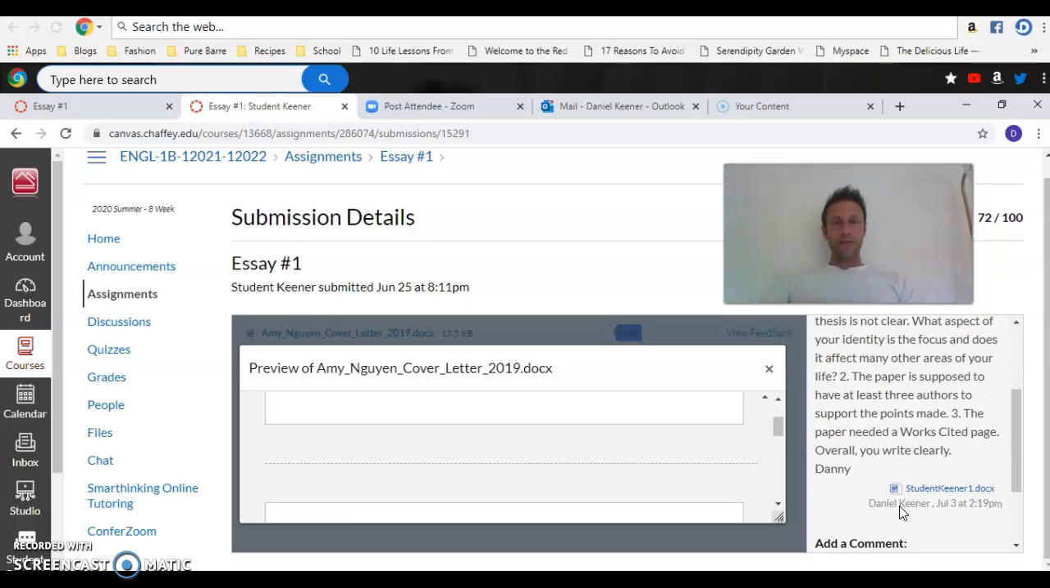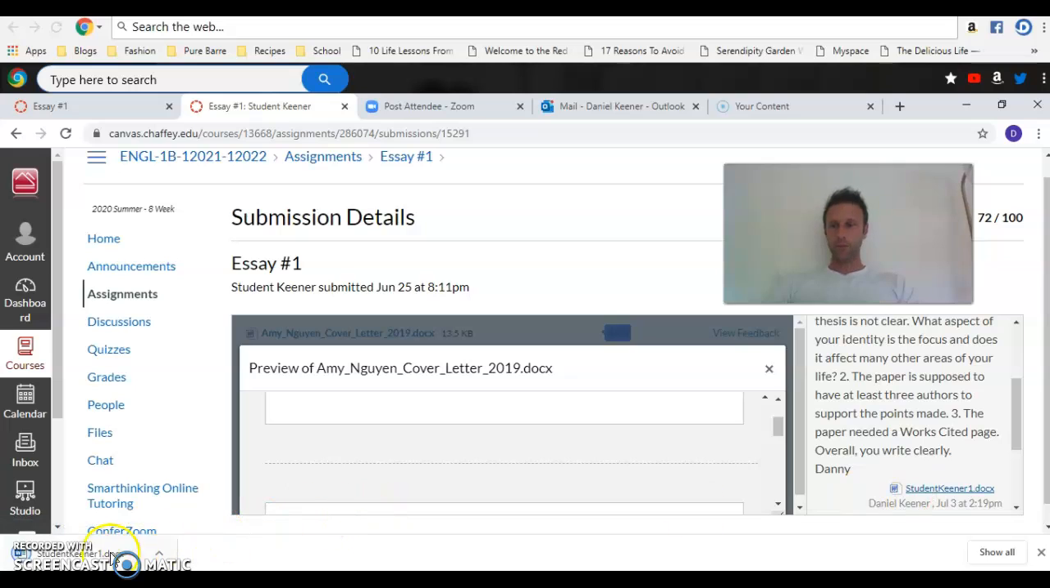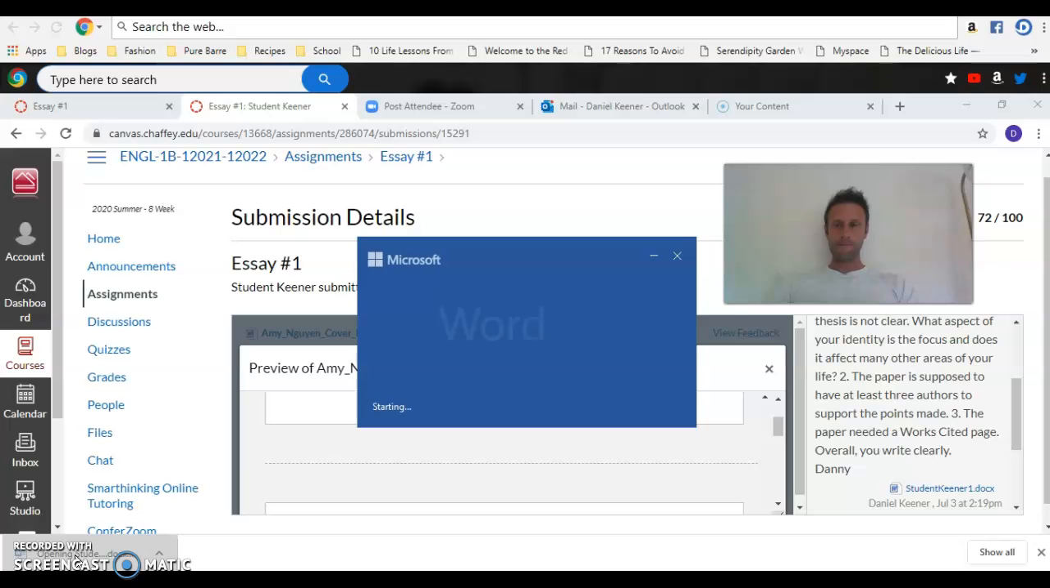So those are 2 ways, but there's also one more way that you get feedback from me, and that's the rubric that's attached. So you'll find the rubric as a sort of hyperlink at the bottom of the comments here. You'll just click on that. It'll pull up the document over here. You go ahead and click on that.